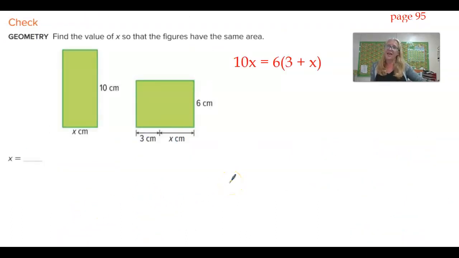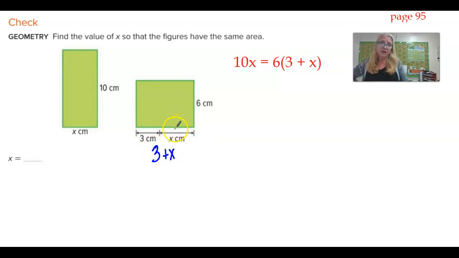Here's a better one. Okay, so here's your chance to do this. Find the value of x so that the figures have the same area. You might want to pause the video and see if you can do it yourself. What I would do though is with this side here, you'll notice that this is 3 centimeters and then X centimeters extra. This side is really 3 plus X, okay? So if you're going to pause the video and do it yourself, make this side be 3 plus X, all right?